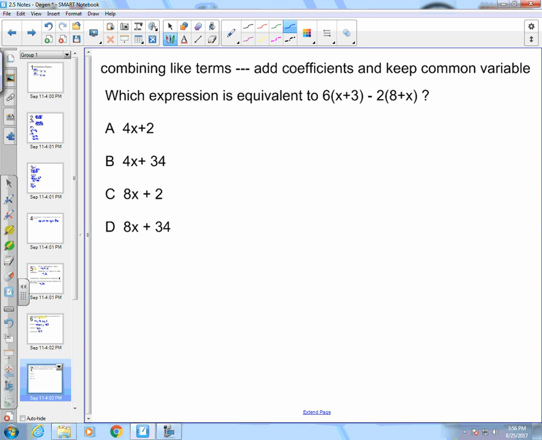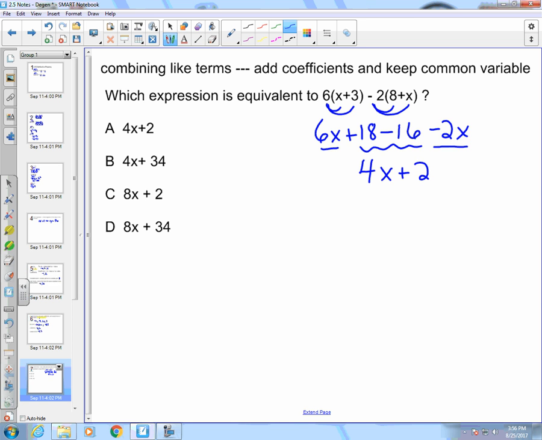Combining like terms, you're going to add their coefficients and keep the common variable. Which expression is equivalent to the expression I have up here? Well, first of all, you want to get rid of your grouping symbols. So we're going to do a little distributive property on this. So we have 6x plus 18 minus 16 minus 2x. Add your like terms together. That's 6x and that negative 2x are alike, so we have 4x. And then we have 18 minus 16 gives us a positive 2. So we're looking at the answer to be A.